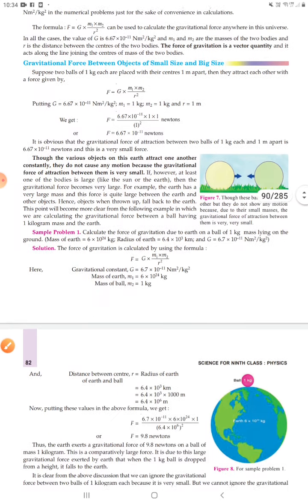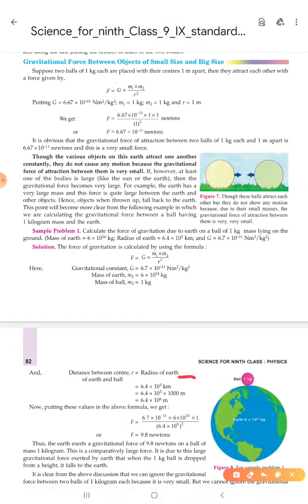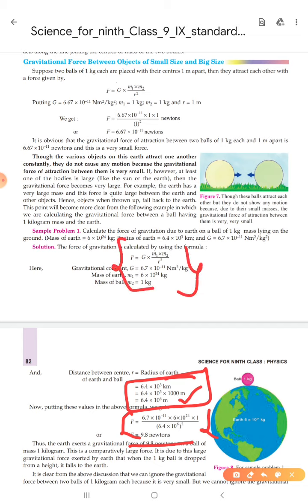Now you can see in this question, it has also converted kilometer into meter by multiplying by 1000, or you can multiply with 10 to the power 3, so it would be 6.4 into 10 to the power 6 meter. Then after putting all the values here, we will get our answer. So from this we have got our answer, which is 9.8 Newton. So we can apply this formula this way.